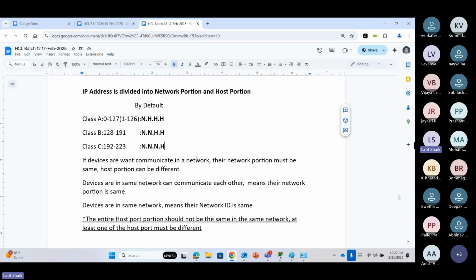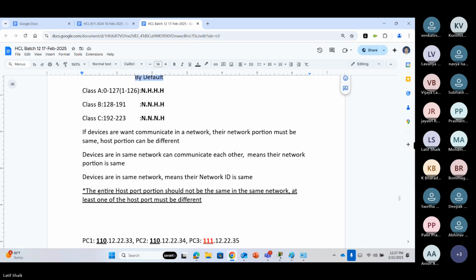And these network and host portions are the default network and host portions. By default, I said. The entire host portion should not be the same in the same network. At least one of the host portions must be different. If the entire host portion is the same in the same network, it means a conflict will be created.